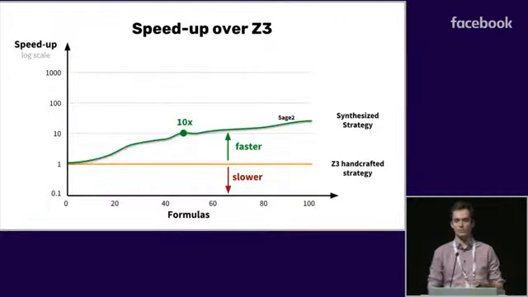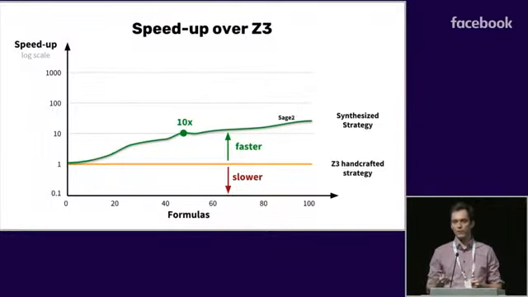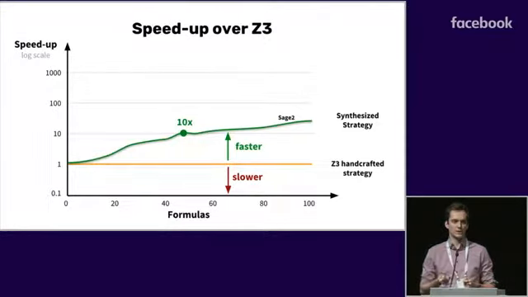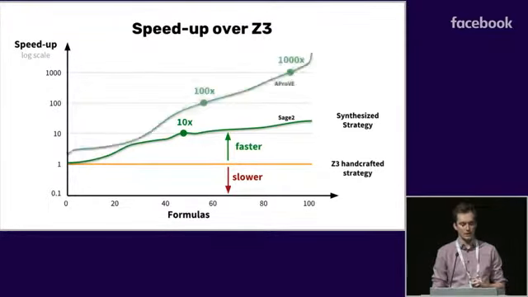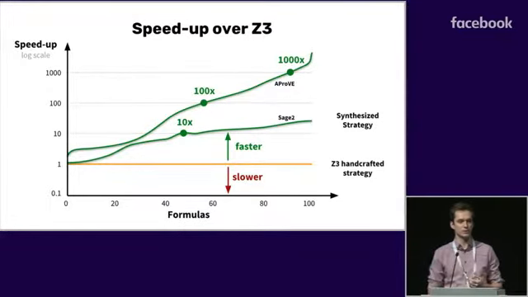So if you look at the first benchmark, there are two important things to notice. First of all, for all of the formulas, we managed to be faster. And for more than half of them, actually, the speedup is 10x or more. With the next benchmark, we are even better. So we get 2 orders or even 3 orders of magnitude speedup.